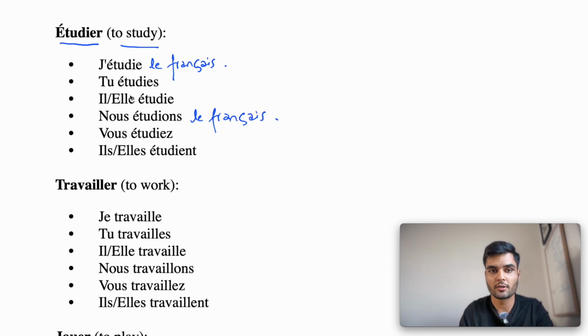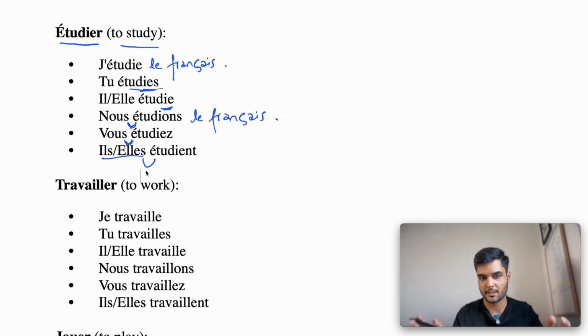J'étudie. Tu étudies. Okay, make sure this is not étudier, it's étudie. Ils, elles, on étudie. Nous étudions. Vous étudiez. Il, elle, on étudie. Okay, so the conjugation is same, pronunciation is same.